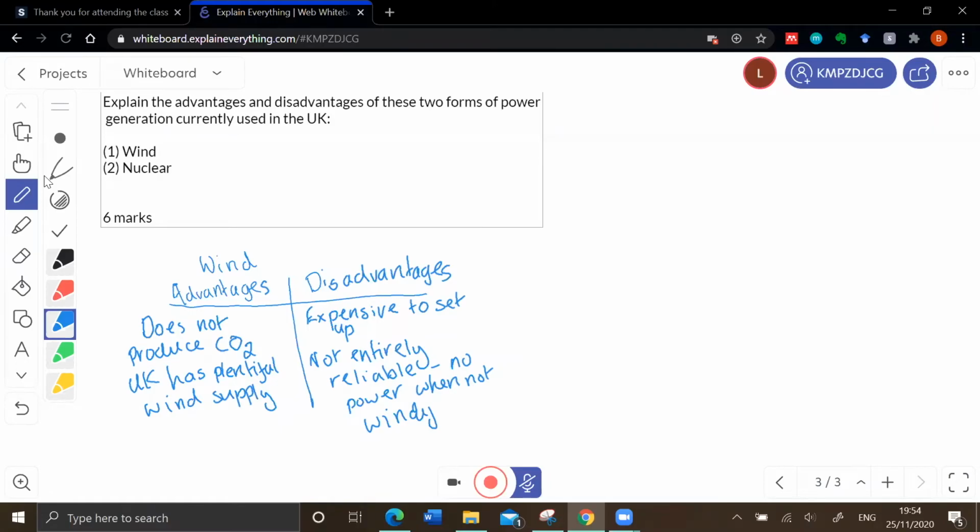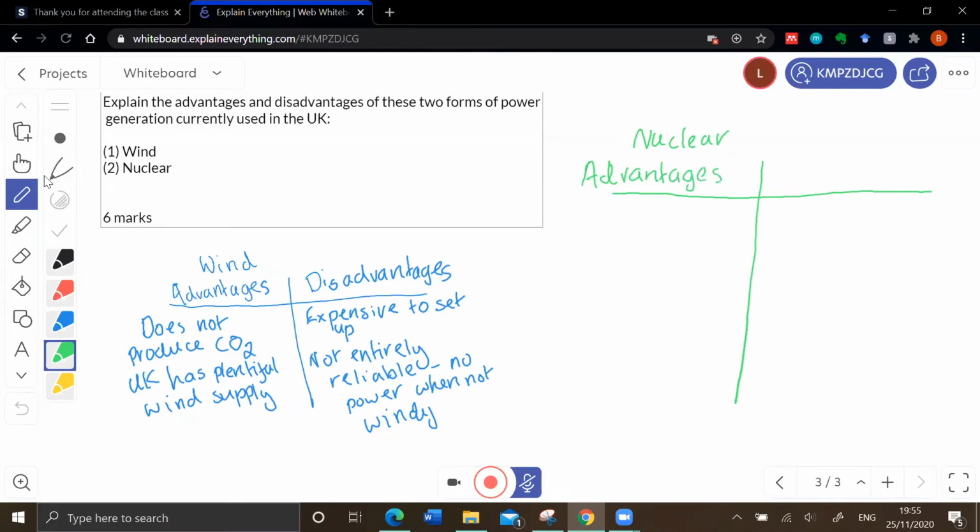Okay, so we're going to talk about nuclear. It's only 6 marks, so we've got 1, 2, 3, 4 marks already. Okay, nuclear. Again, same thing: advantages, disadvantages. It's good to do this because it helps you think. Rather than writing continuous prose, where you go blah, blah, blah and forget lots of things, if you do it systematically like this, you will remember. And if you do one, you think of the other, don't you?